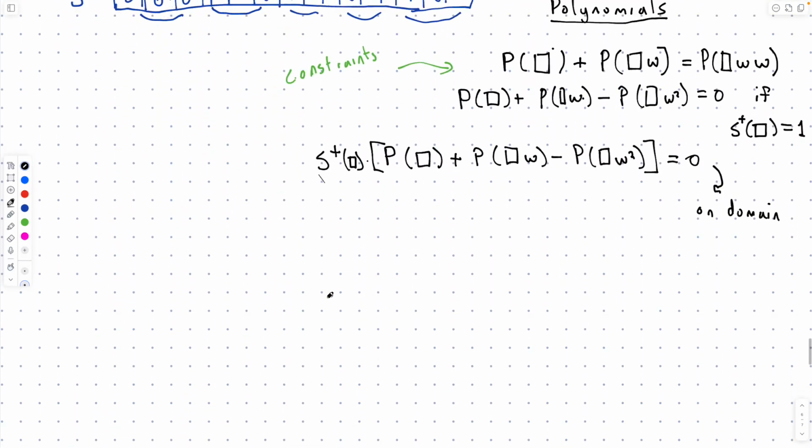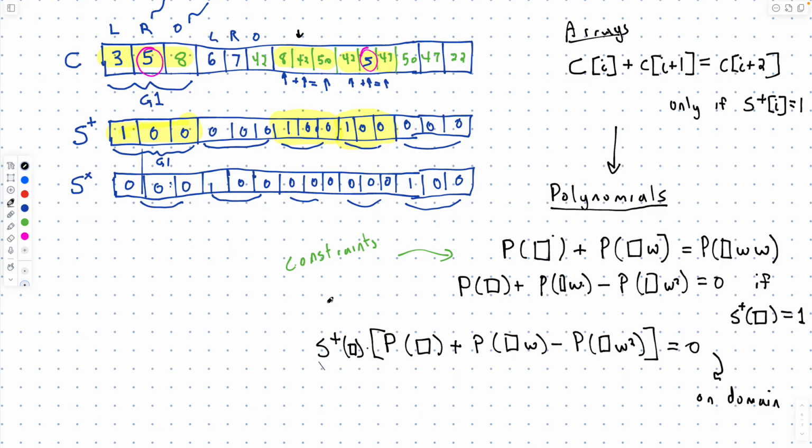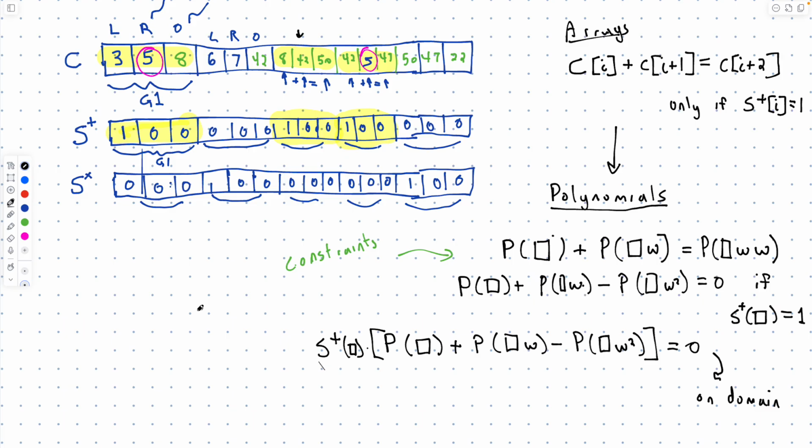What does the verifier need to check whether this is correct or not? So they already have S plus. That's fine. They have a commitment to C, or sorry, I somehow switched to P. Well, it's the polynomial of C. Maybe I'll write PC. That actually is probably even better notation.